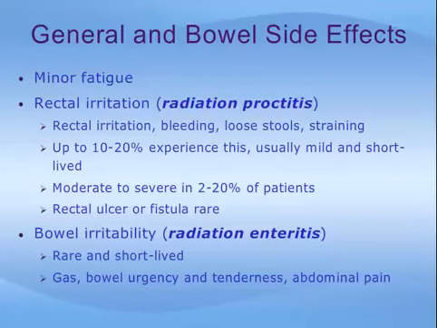Radiation proctitis, meaning radiation effect on the rectum, can cause irritation, rectal bleeding, and loose stools. These side effects can occur in up to 10 to 20% of patients treated with high-dose radiation, and they are usually mild and short-lived. They may be moderate to severe in 2 to 20% of patients, depending on the dose and technique used. More severe problems of ulceration or the development of a hole or fistula in the rectum are rare. Fortunately, side effects are treatable with medication and other therapies.